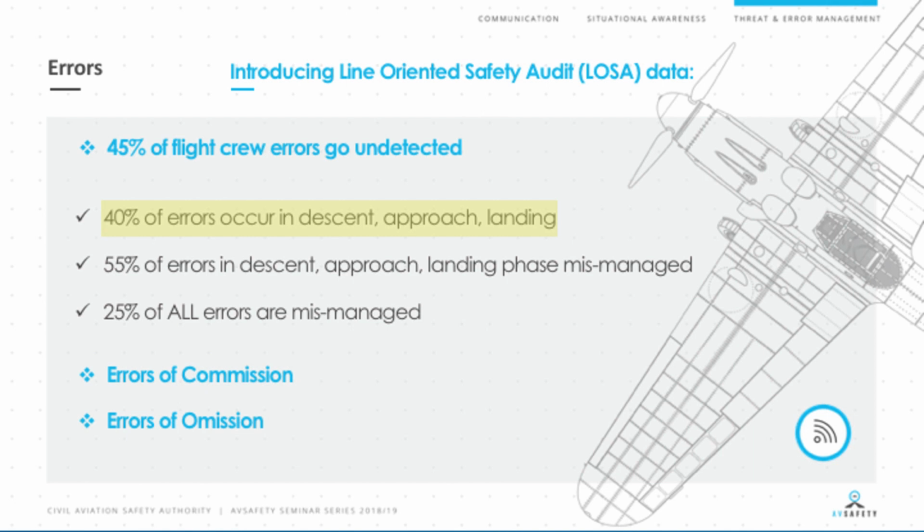It's the approach, descent and landing phase where most errors are occurring, anywhere up to about 40%, as you can see from the statistics. 55% of all errors in that phase are actually mismanaged by the crew. Quite significant numbers, really. And in total, about a quarter of all errors that occur on the flight deck are not managed properly. Now, these stats come out of the airline world, but I thought it might be worthwhile for us to at least have a look at this stuff and maybe think how this might apply to our general aviation and recreational flying that we do.